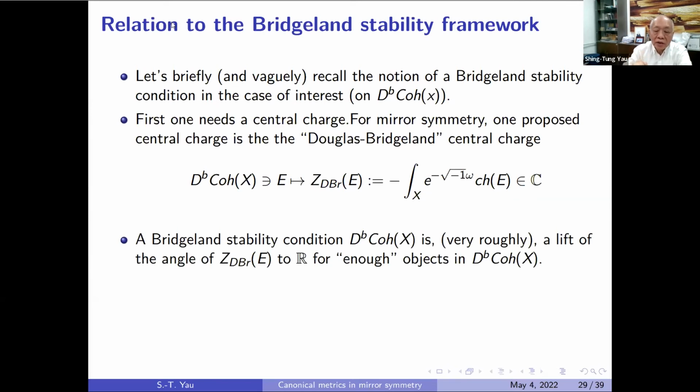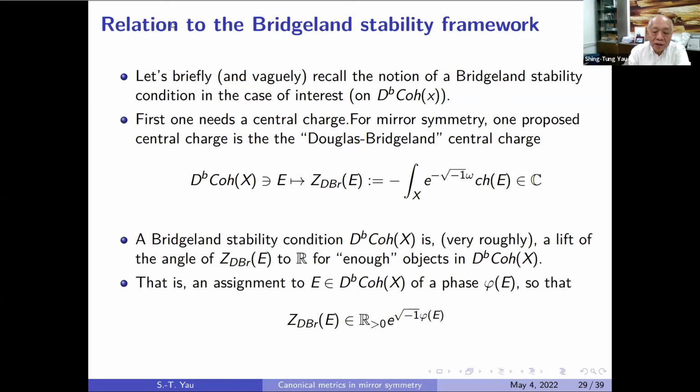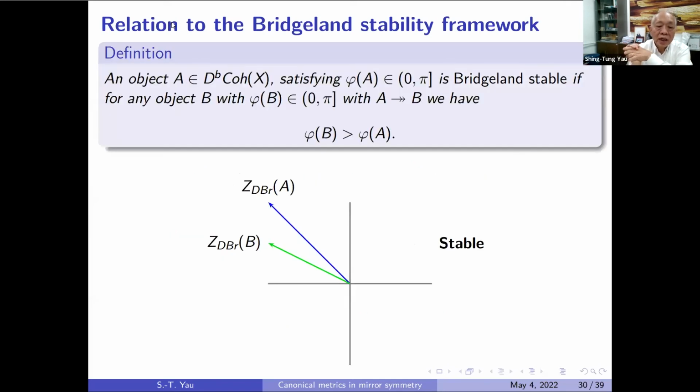A Bridgeland stability condition on the derived category is very roughly a lift of the angle of this central charge to R for enough objects in the derived category. So this assigns to E in the derived category a phase, so that the central charge belongs to positive numbers times e to the i phi of E, a well-defined phase number. An object A in the derived category with phi A in (0, pi) is Bridgeland stable if for any object B with phase phi B, with a morphism from A to B, we have phi B bigger than phi A. That is the picture that Bridgeland stability would say. So the central charge would look like this in the picture when it's stable.